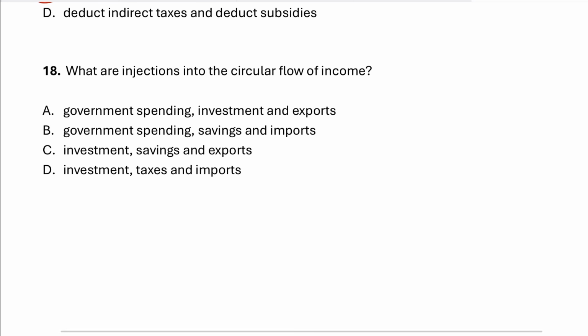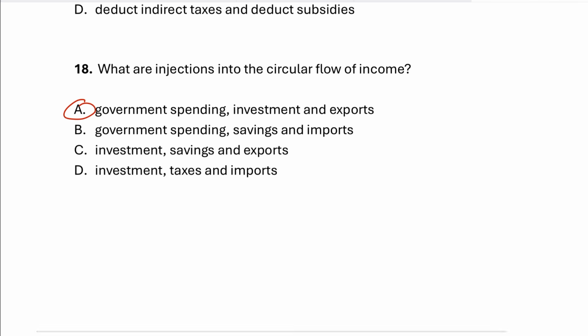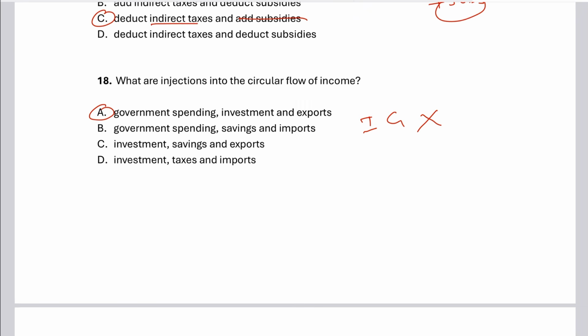Question number 18 says what are injections into the circular flow? What a simple question. The correct answer has to be A. We know that injections are additions to spending in the economy, and the injections would increase the flow of income and national income in the economy. So there are three injections: investment, government spending, and exports in an open economy.